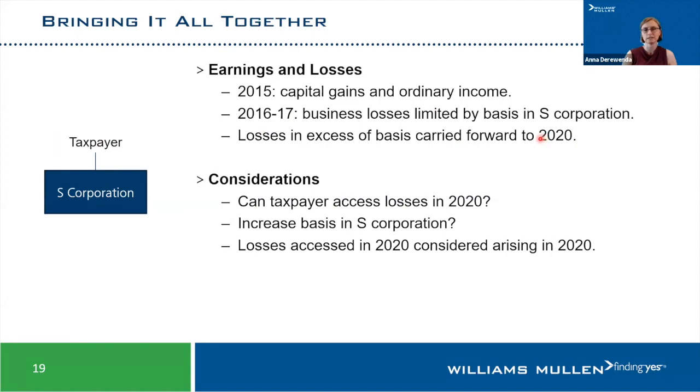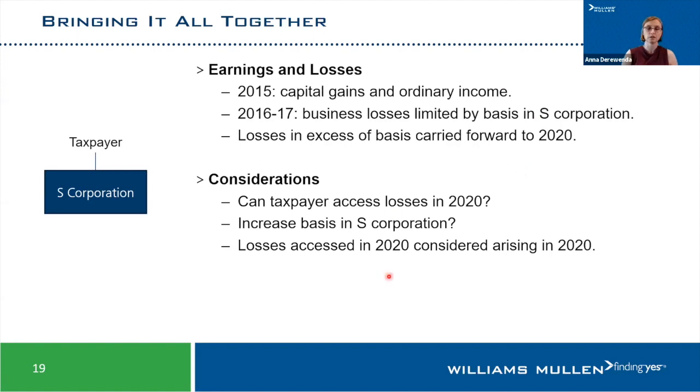They went through 18 and 19 and 20. So the question now is, can the taxpayer access these losses in 2020? Because presumably if they can access the losses in 2020, and under the S Corp rules, they're treated as being incurred in 2020, they're now subject to our 2020 rules, which include the ability to carry back those NOLs for the 5 years. So they could carry them back to 2015 and offset some of the income that was incurred then. So the question is, how do we access those losses?